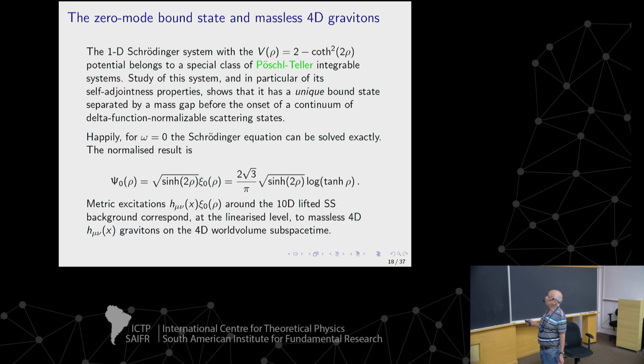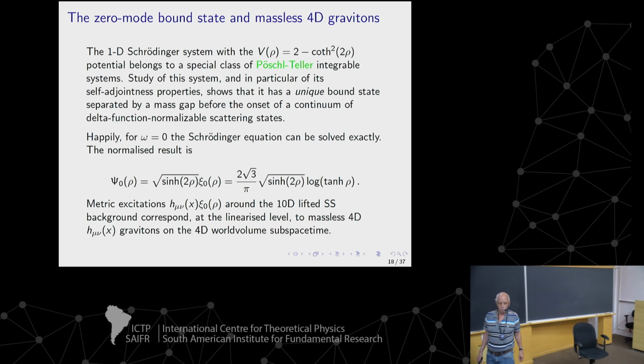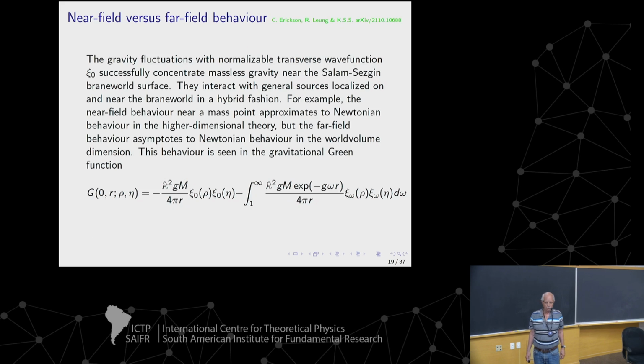And then the excitations of the world volume, now times this psi 0, around the 10-dimensional lifted Solnit-Sezgin background, correspond at linearized level to massless 4-dimensional gravitons in the 4-dimensional world volume spacetime. So this is a localization of gravity on the world volume. You can test whether this idea really works by doing it.